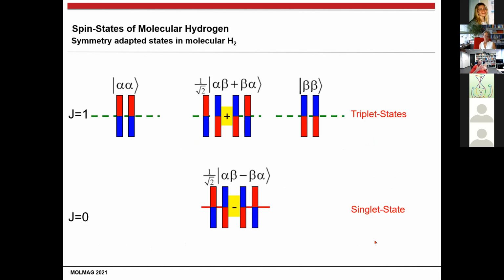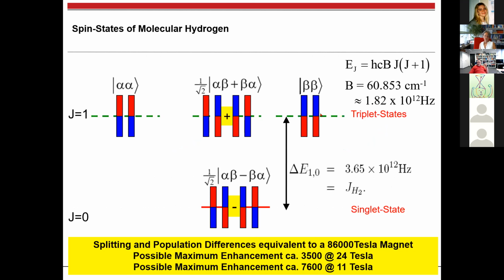Okay, now the interesting thing is that there's an energy splitting between the singlet and the triplet state. So this is just a sketch of the singlet state. These are three triplet states. And this energy splitting is relatively large. If you look into any standard textbook in physical chemistry and calculate the numbers, you find it's about 4 times 10 to the 12 hertz. Or in other words, you have an energy splitting between spin levels, which corresponds to a magnetic field of nearly 90,000 Tesla.